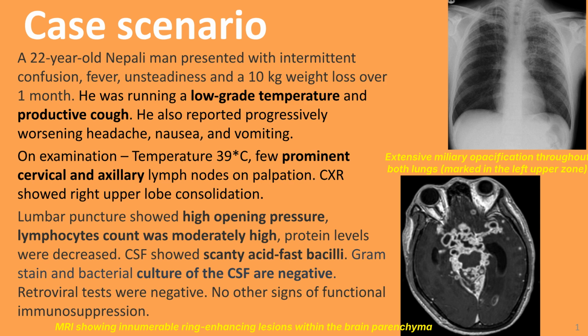He's running a low-grade fever and has a productive cough. Additionally, he reports a progressively worsening headache accompanied by nausea and vomiting. On physical examination, his temperature is elevated at 39 degrees Celsius. Palpation reveals several prominent cervical and axillary lymph nodes. The chest X-ray shows right upper lobe consolidation, suggesting pulmonary involvement.